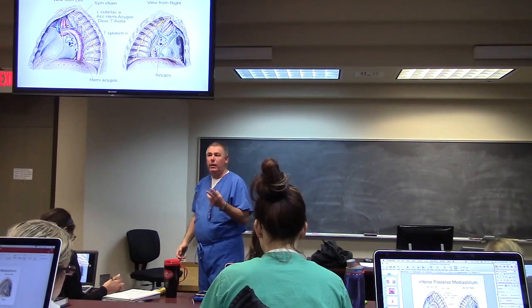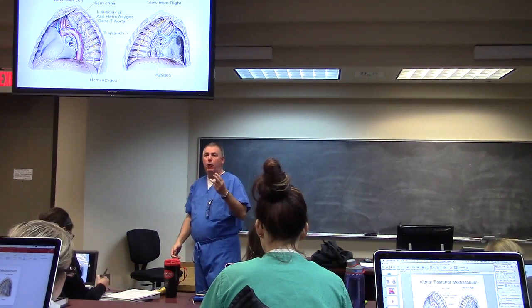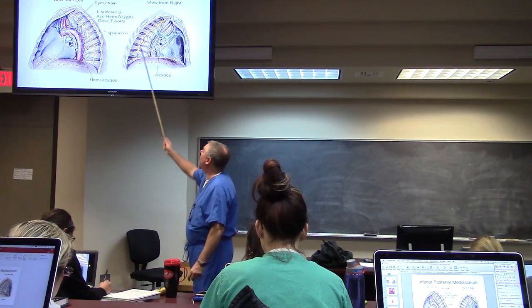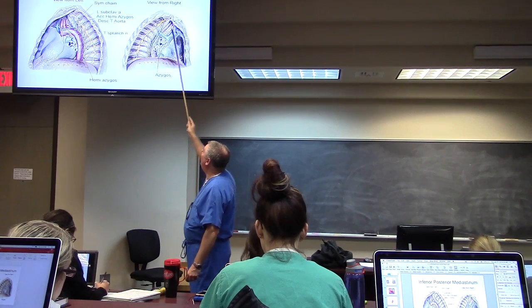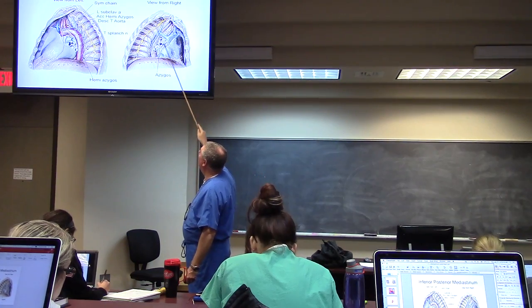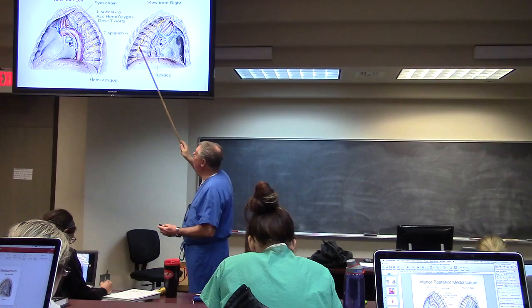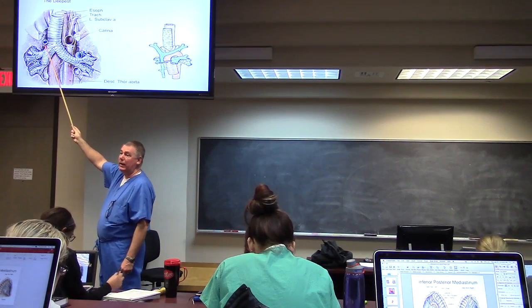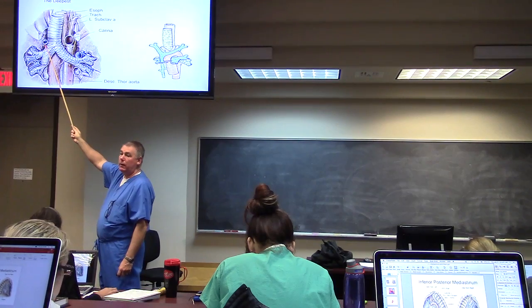So the three things that go to form the superior vena cava are the two brachiocephalic veins and the azygos vein. If we cut through here, like in this previous illustration, that's the opening of the azygos vein right there, coming into the back of the superior vena cava.